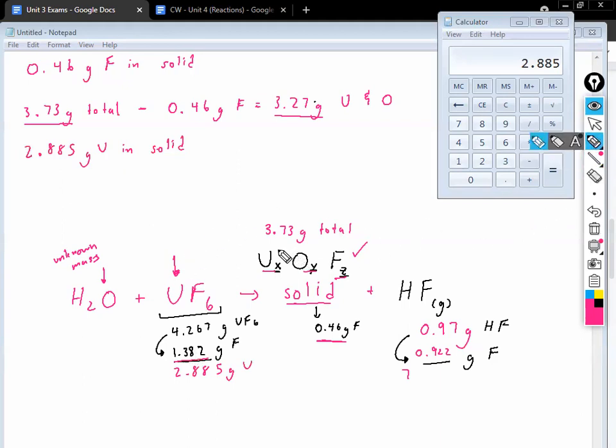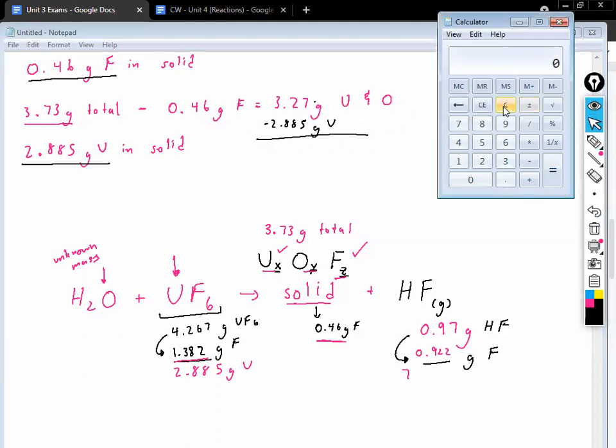Okay, so we have the uranium, we have the fluorine. You guys think you can find the oxygen? Take about 30 seconds, try that out. It's a quick subtraction problem. We said that the solid that we don't know about yet has 0.46 grams of fluorine. It has 2.885 grams of uranium. And earlier we found that the uranium and oxygen combined are 3.27. So if we just want to find oxygen, all we have to do is subtract the mass of uranium, 2.885 grams, from 3.27, because this is uranium and oxygen. You're going to get a mass of 0.385 grams of oxygen.